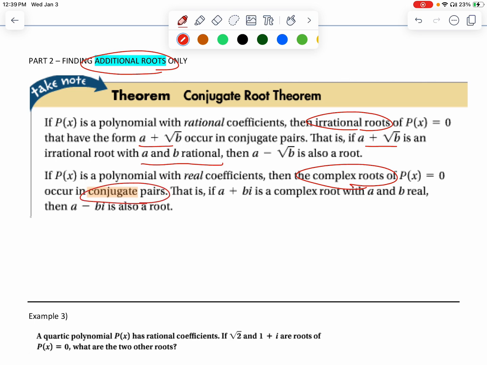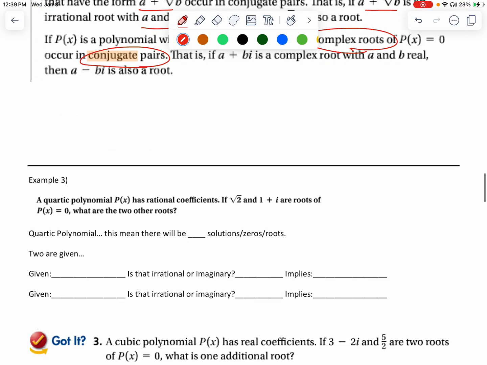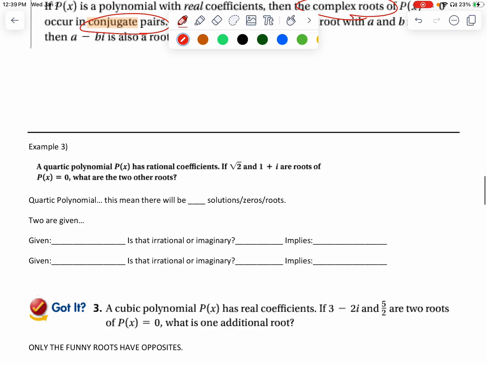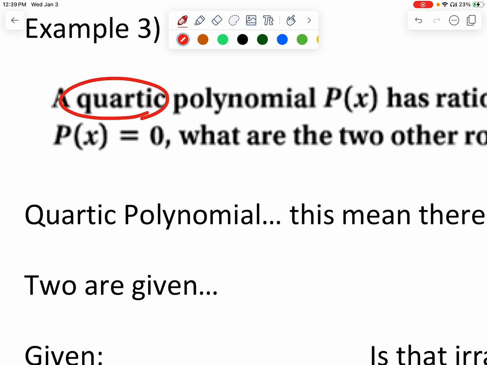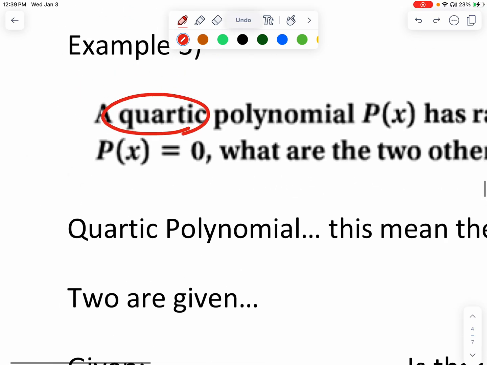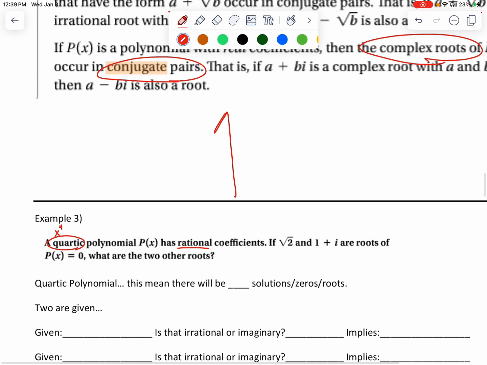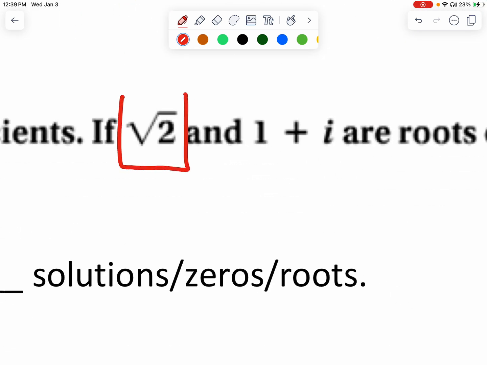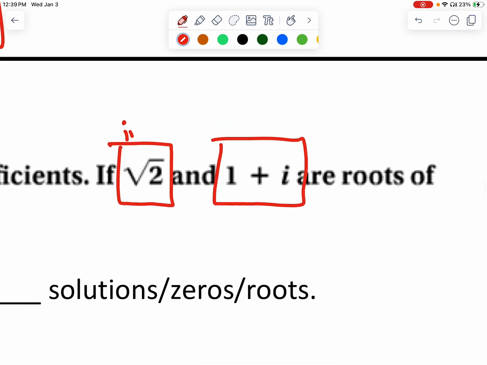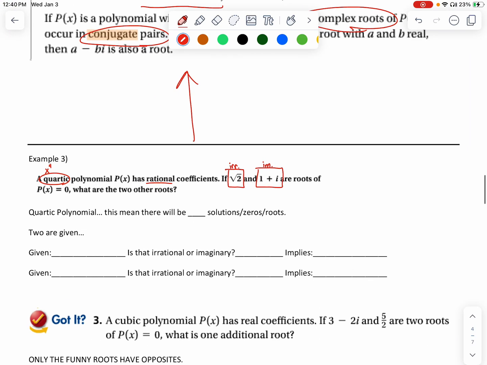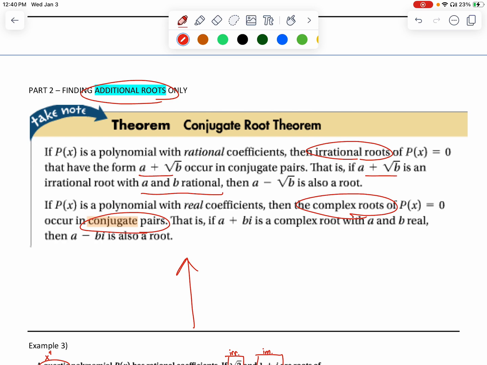So you might be like, I have literally no idea what you just tried to say. Well, let's do it with an example. These 2 examples are super duper fast. A quartic, so 4 solutions, an x to the 4th problem. A quartic polynomial has rational coefficients, meaning you can apply this rule. And they're telling you that square root of 2 is an answer, and 1 plus i is an answer. Well, this is irrational, and this is imaginary, right? Those are kind of weird roots. They're not rational roots. So what are the other 2 roots? Well, using this theorem up here, it means that their conjugates are also answers.